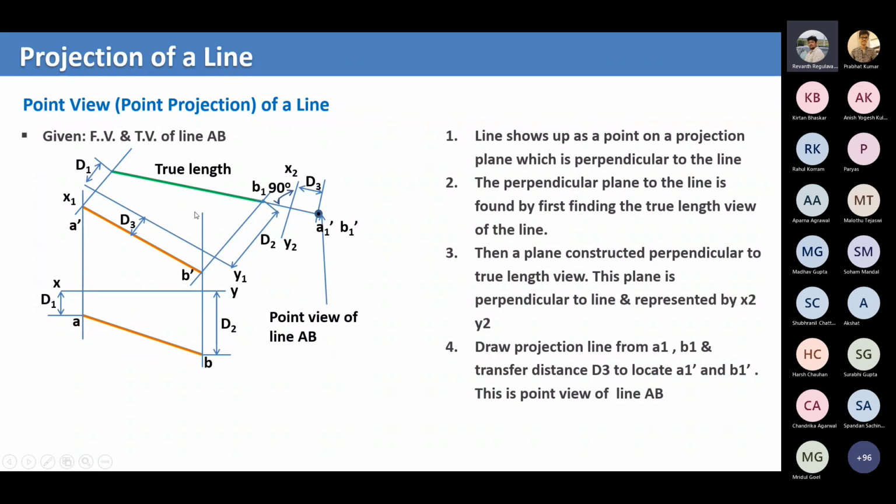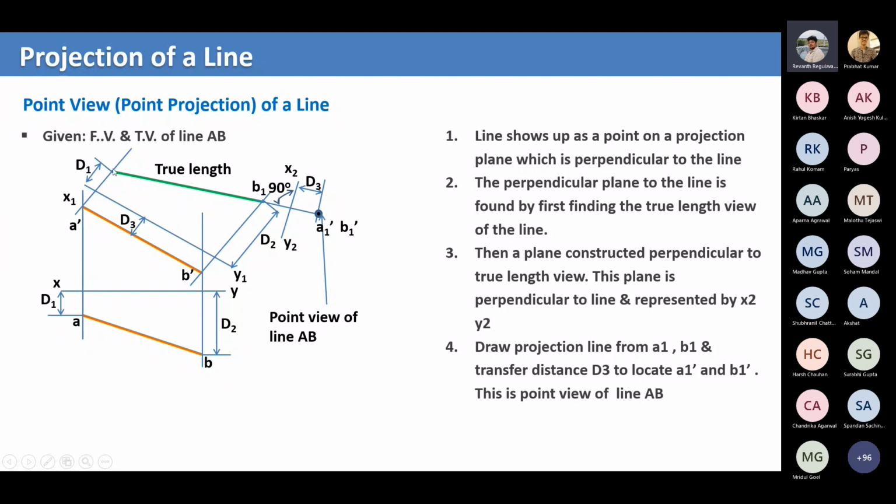For that, what you need to do is initially you should know which one is the true length of the line. When you already have two projections, front view and top view, you try to get the true length. You can do it either using the top view or using the front view. Any way you can do. Here we started from the front view.